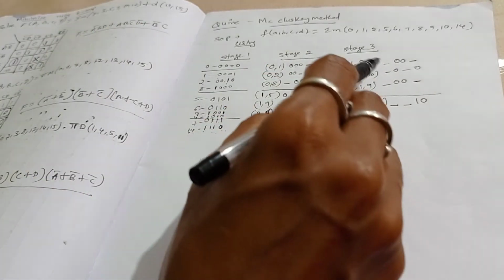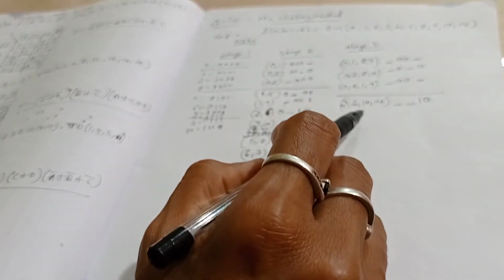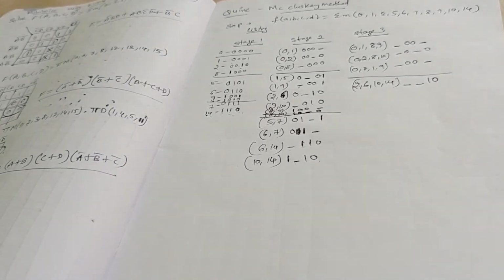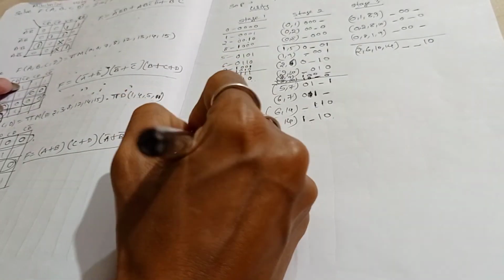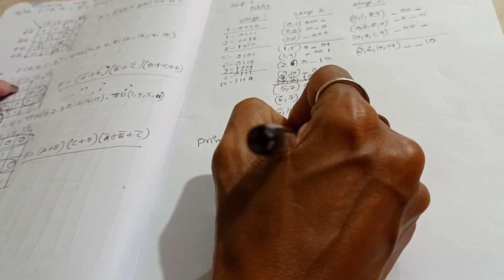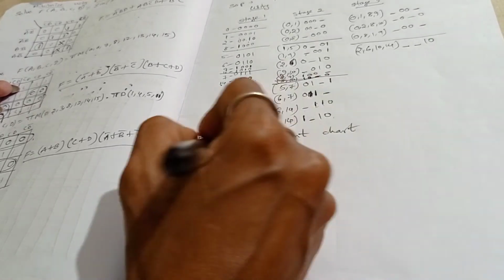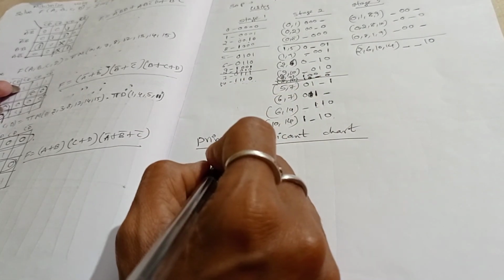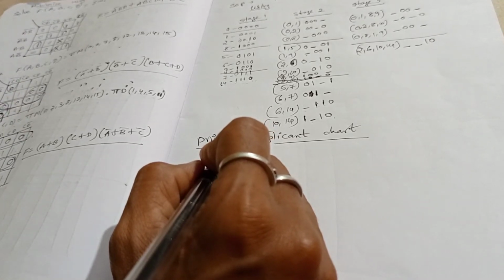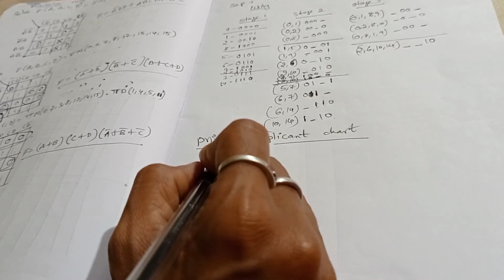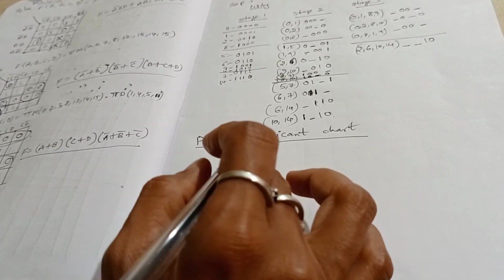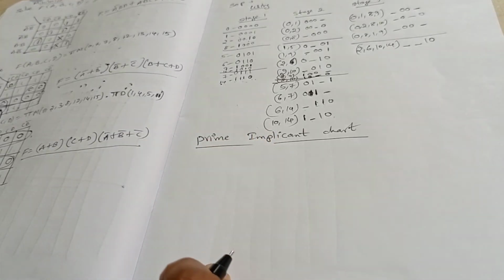So these are the last grouping terms at stage 3. Now we'll see the prime implicants chart. This prime implicant chart consists of rows and columns. In the row we should write minterms.